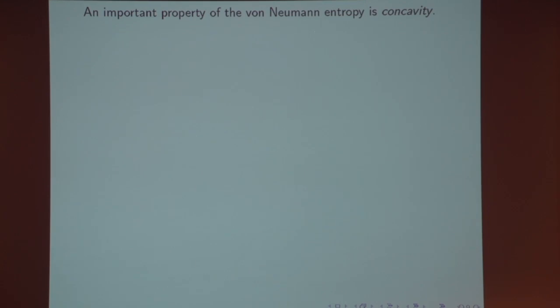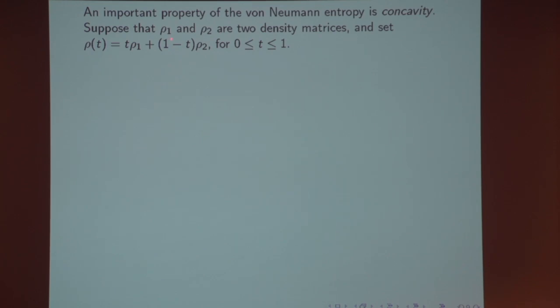Now, an important property of the von Neumann entropy is its concavity. So to explain this, let rho 1 and rho 2 be two density matrices. And define a new density matrix, which is a linear combination of rho 1 and rho 2 with positive coefficients. So rho of t is t times rho 1 plus 1 minus t times rho 2. First of all, rho of t is a density matrix for all t, because since we use positive coefficients, it's a positive semi-definite matrix, and because the coefficients add to 1, its trace is 1. Also, it's Hermitian because it's a sum of Hermitian matrices.